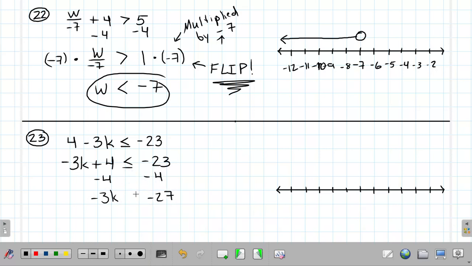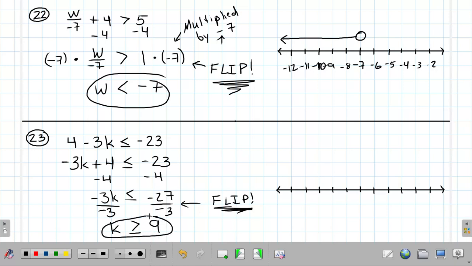get -3k over here, and -27 over here. Well, I just subtracted 4, so I didn't multiply or divide by anything, so I know my sign's not going to flip. But here I am going to divide by -3. So what that means is my sign has to flip. This part right here tells me my sign has to flip. Because I divided by -3, -27 divided by -3 is a +9. And there's my answer. K is greater than or equal to 9.